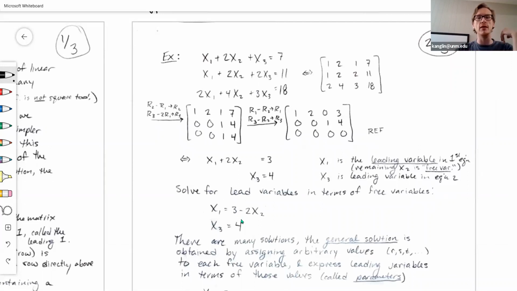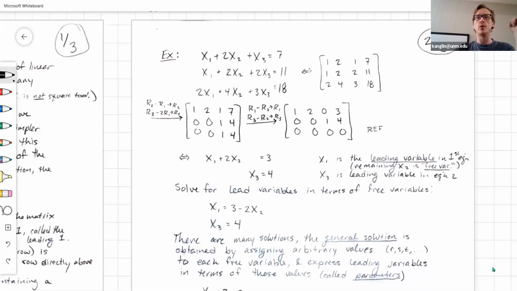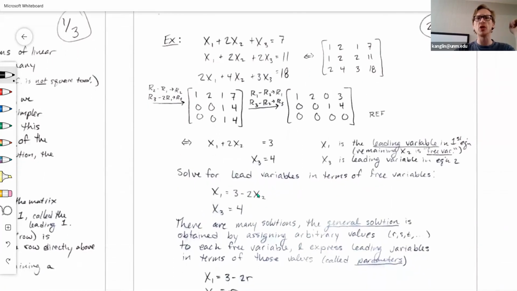So what does that look like here? All we're going to do is say the free variable x2, let's call that a parameter, one of these symbols here, just some arbitrary value. We can express the solution x1, x2, and x3 in terms of that value. So what do we get? Let's use R for this x2 value. x1 is 3 minus 2x2. Replace the x2 with an R. So x1 is 3 minus 2r.